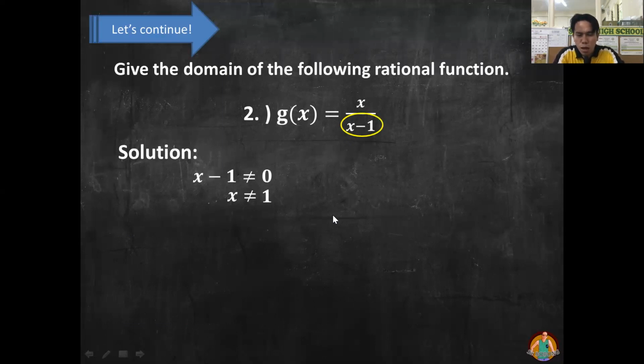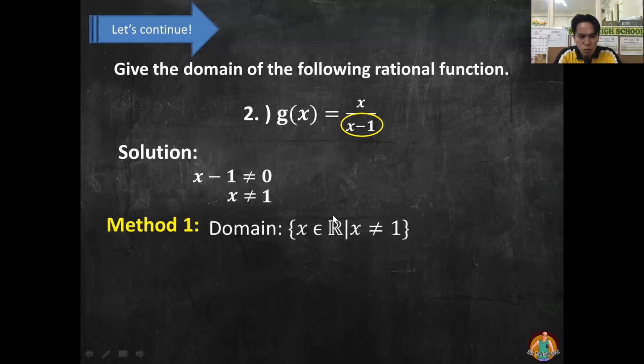So, paano mo siya sasagutan? Okay? Or paano ka gumawa ng final answer using our method 1? So, we could use the set builder notation. So, we will have our domain will be the set of all x is an element of real numbers such that x is not equal to 1. Okay? So, ganun siya kadali. Di ba? Mas madali sa method 1.